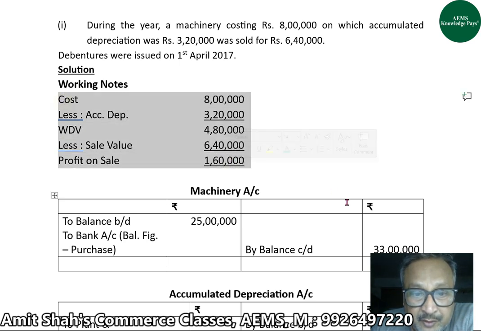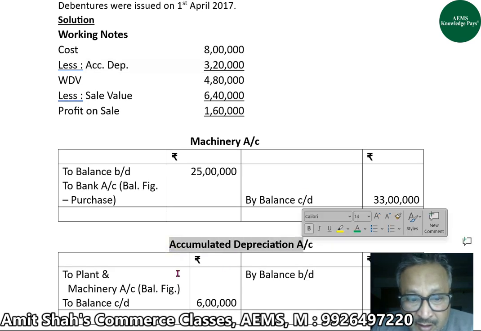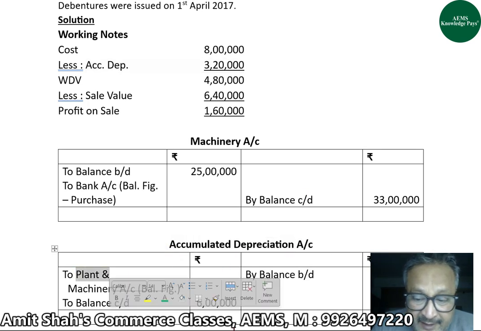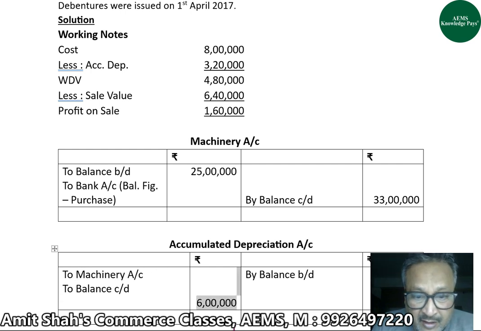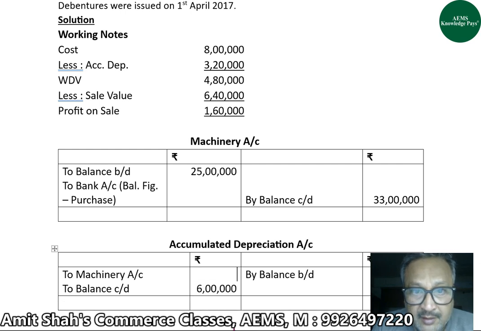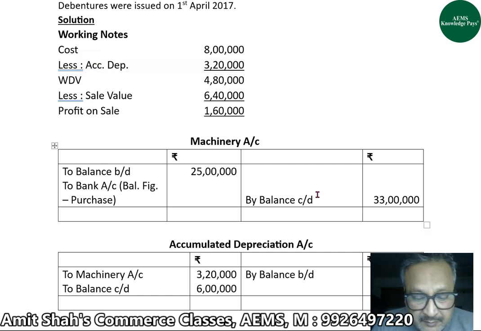So this information we will put in machinery account and accumulated depreciation account. First, we will remove accumulated depreciation of the machinery from accumulated depreciation account by debiting accumulated depreciation account and crediting machinery account with total depreciation charged on this machinery till the date of sale since when it was purchased.